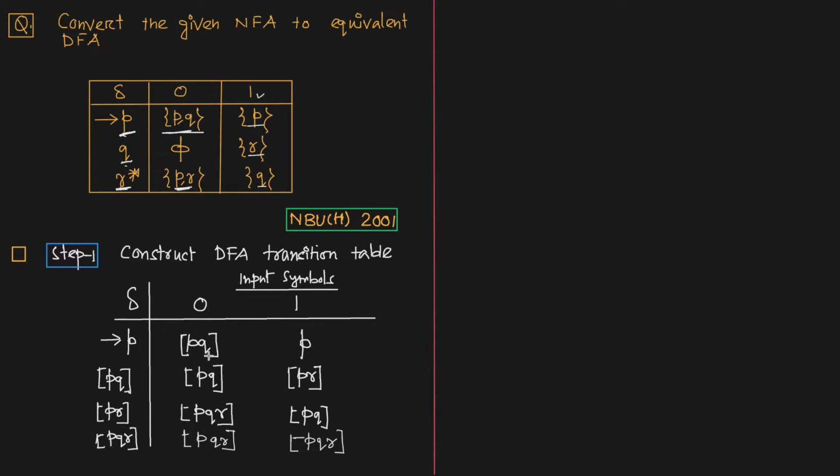ঠিক। সো নাও চেক, PQ is present, P is present, PQ is present, PR is present, PQR is present here, PQ is present. So this is the transition table for DFA. Okay, so now we construct the DFA. So next step, we now draw a state transition diagram for the DFA.